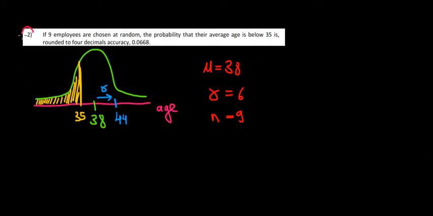Let's have a look at question 2 now. If 9 employees are chosen at random, the probability that their average age is below 35 years is going to be the following: 0.06, so 6%. Now, this is the data that we have. It's the same question with the employees in the insurance company. This is how the distribution looks like.